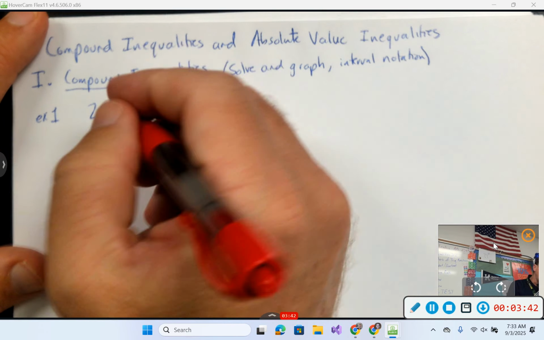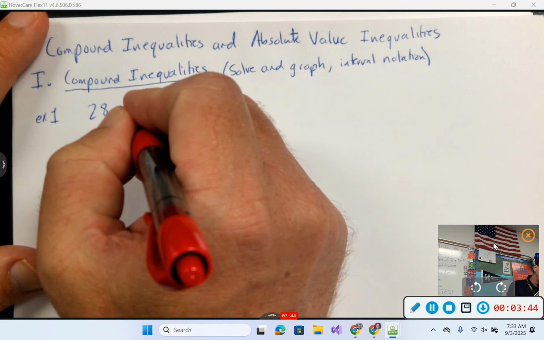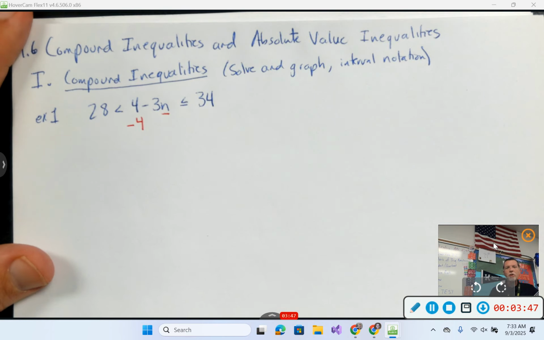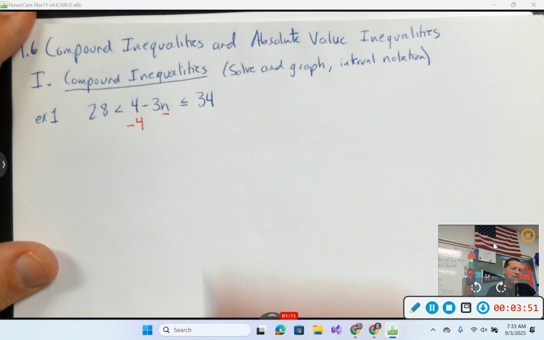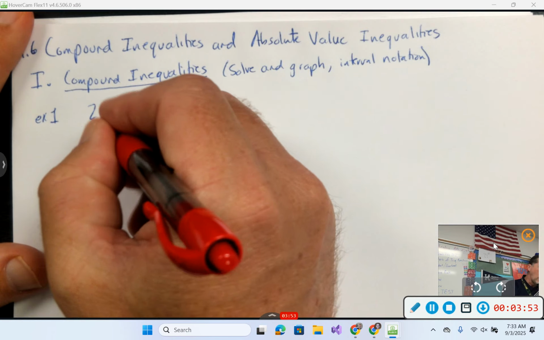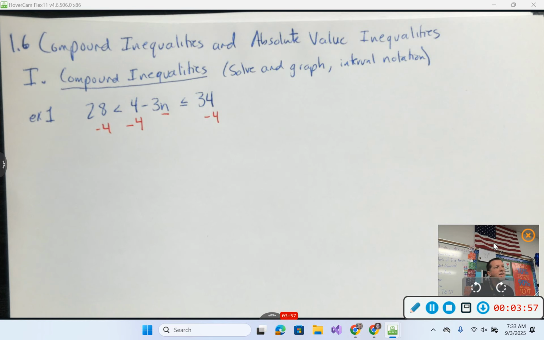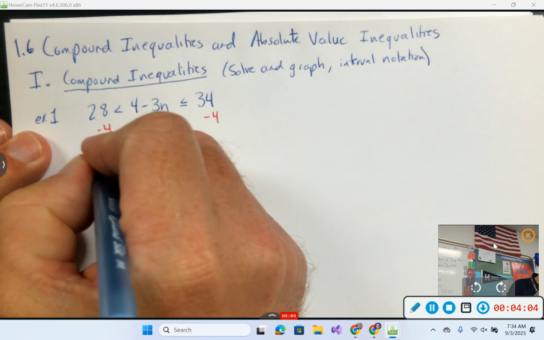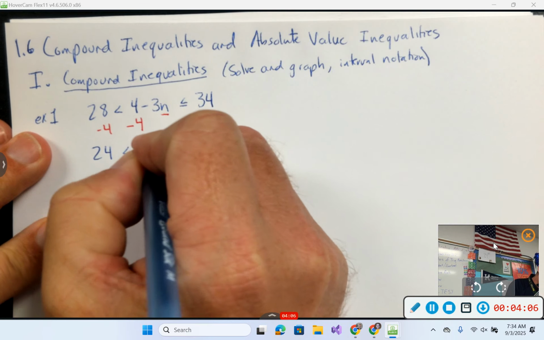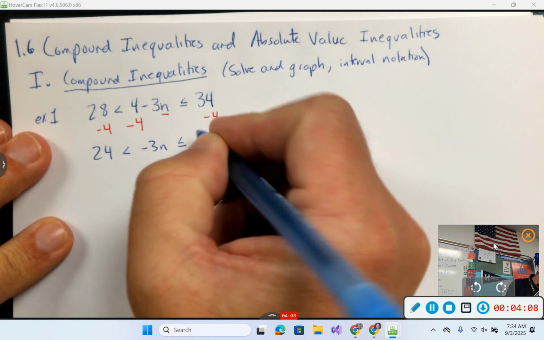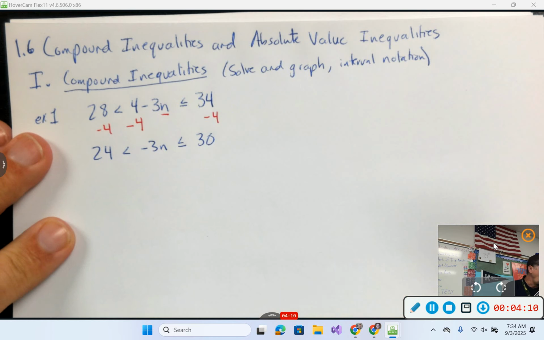And here's the weird thing. Usually we subtract the 4 from both sides. Where do you think I should subtract the 4 from? Both sides. Like 28. Yeah, all three sides. There are 3 parts to this inequality, and so we're going to subtract it from all 3 parts. 24 is less than negative 3n is less than or equal to 30.